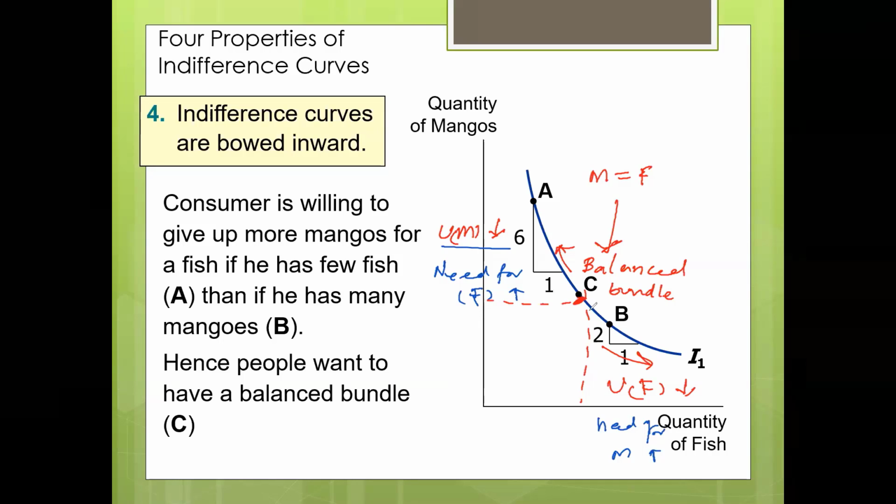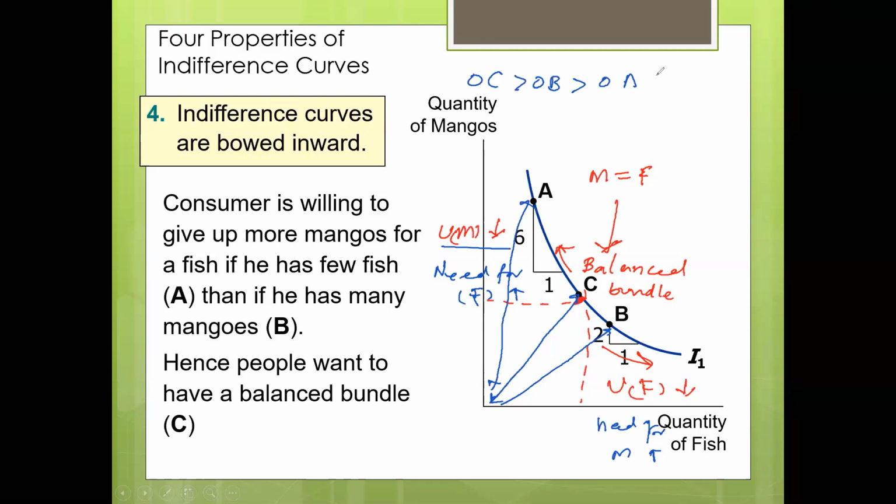Let me conclude this point. The customer wants to go to the highest indifference curve, but he also wants the balanced bundle. That's why the distance of the highest indifference curve in the balanced bundle is smaller than the distance between 0 and B and 0 and A. So what does it mean? Let me write it as: 0C distance is smaller than 0B distance, and it is smaller than 0A.